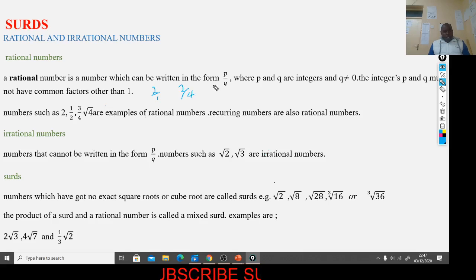They cannot be written in the form P over Q. I'm going to explain that. So 2 over 4 is not a rational number because, apart from 1, there is a common factor of 2. But 2 is a rational number because it can be written in the form P over Q and there is no common factor apart from 1. And therefore it is a rational number.